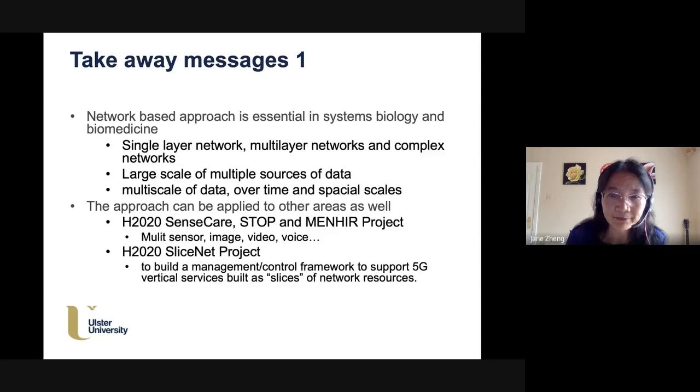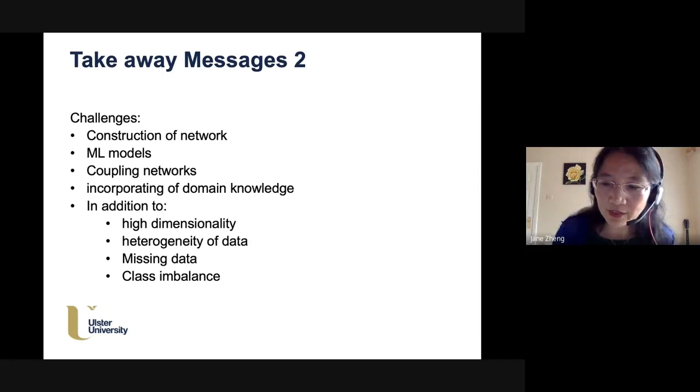And the other interesting project that I'm involved in is the SliceNet project, looking at using 5G, how you are able to control the framework so that you can differentiate and schedule the different network resources. So very interesting. Of course, it's interesting, but it's very challenging.